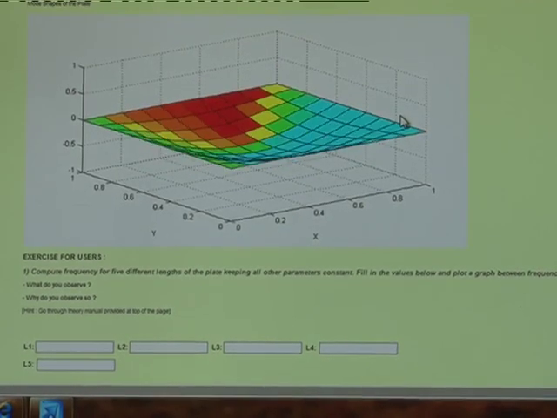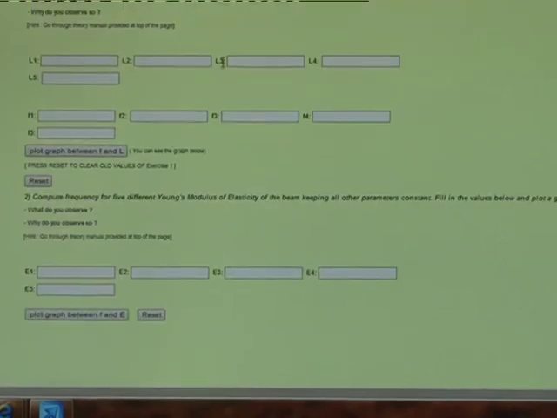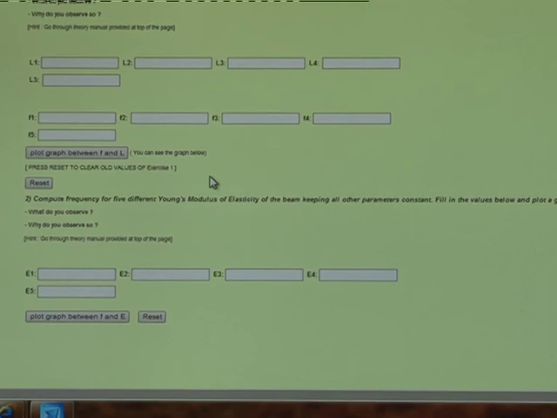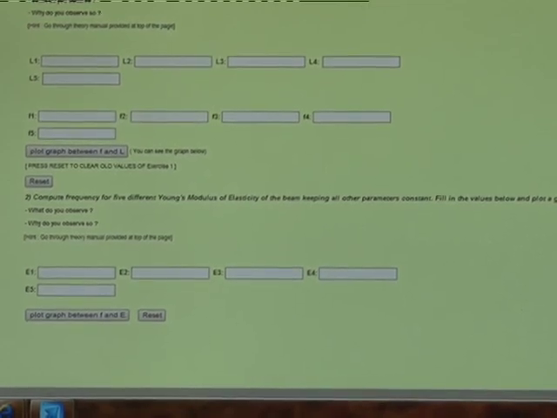In addition, there is also an exercise for the user at the end of the experiment, where the user can perform the experiment and needs to plot the graph between the frequency and length of the beam, and also for the plate, keeping all the other factors constant.